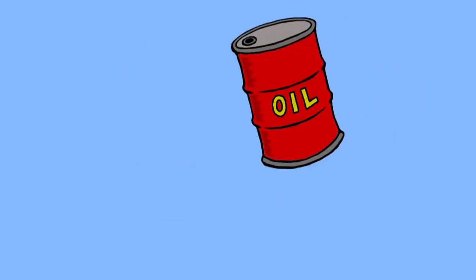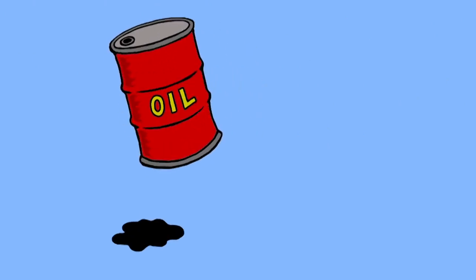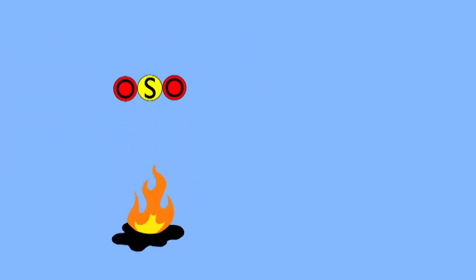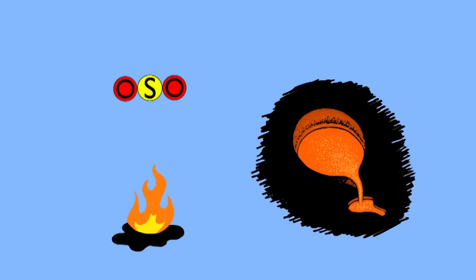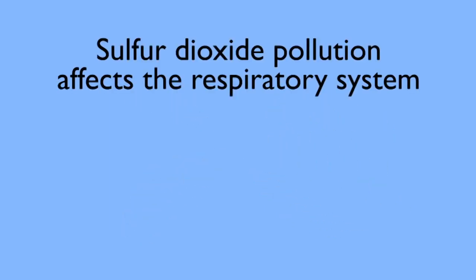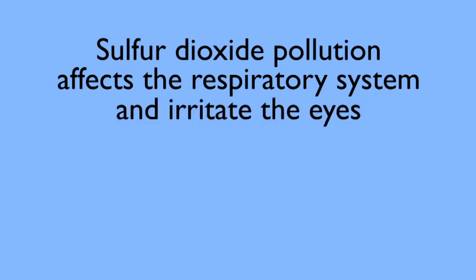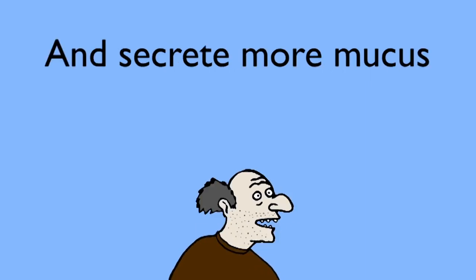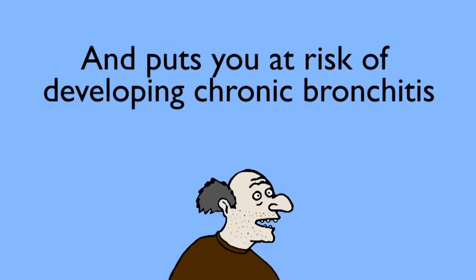The correct answer is that any sulfur combusted in the presence of oxygen, typically coming from fossil fuels which naturally contain tiny amounts of sulfur, and also the smelting of mineral ores, lead to the formation of sulfur dioxide. In turn, these pollutants affect the respiratory system and cause irritation of the eyes. If you breathe this in, you are more likely to cough, will secrete more mucus, and will be at a higher risk of developing chronic bronchitis.